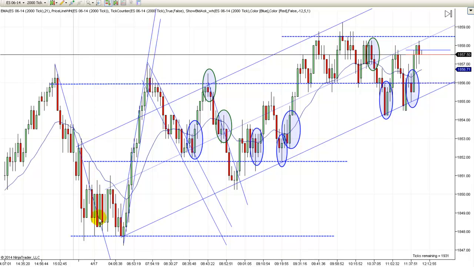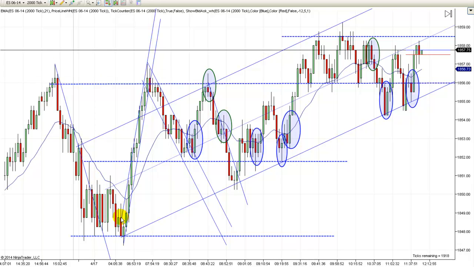We started out early this morning. When I came in, this little channel was working up right here. And you can see that. And then we get the break, and we come back for the retest. That's all we can do because we couldn't get through this resistance up here.